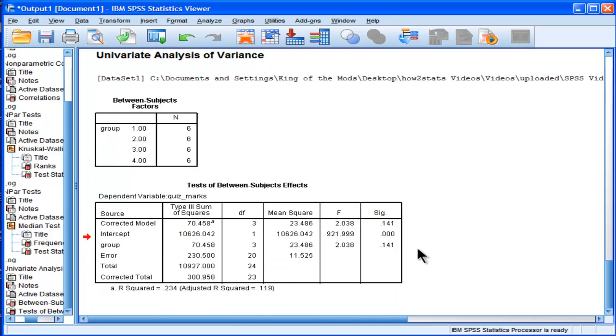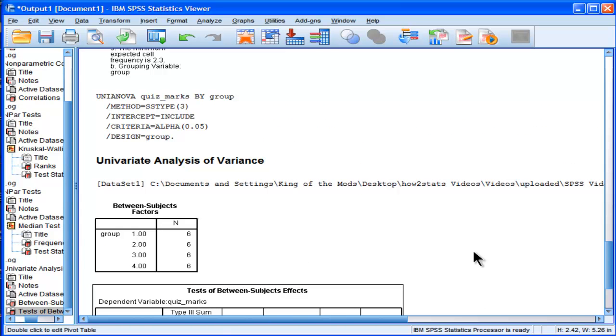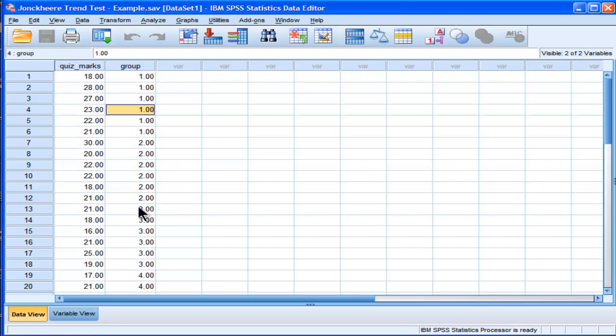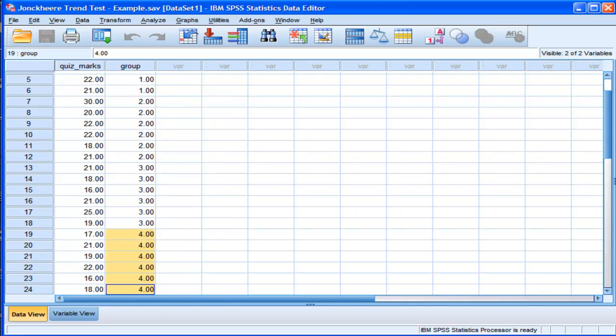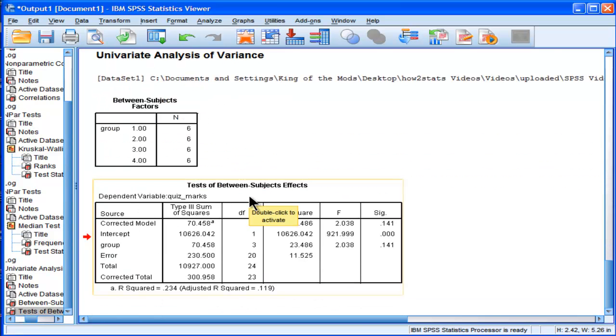But this is not a trend analysis. This is not looking at a linear trend from lower to higher or from higher to lower, as we'd expect in this design, because the levels have meaningful differences. So group 1 had a small amount of formula exposure, group 2 a small amount, 3 a medium amount, and 4 a large amount. How can you do that contrast test in one-way ANOVA? I'll do that video in the next series that I upload.